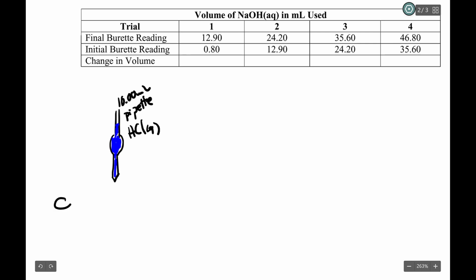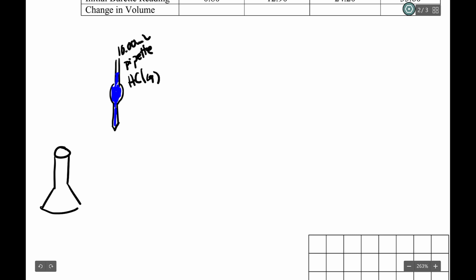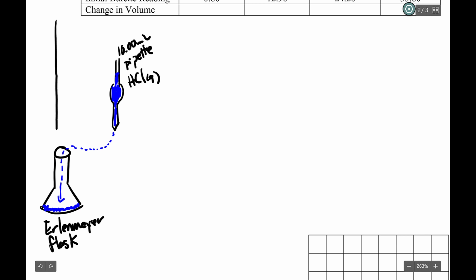This would then be transferred into an Erlenmeyer flask, and it would fill the bottom of that flask. So again, this would be the Erlenmeyer flask. This would be placed under a burette.